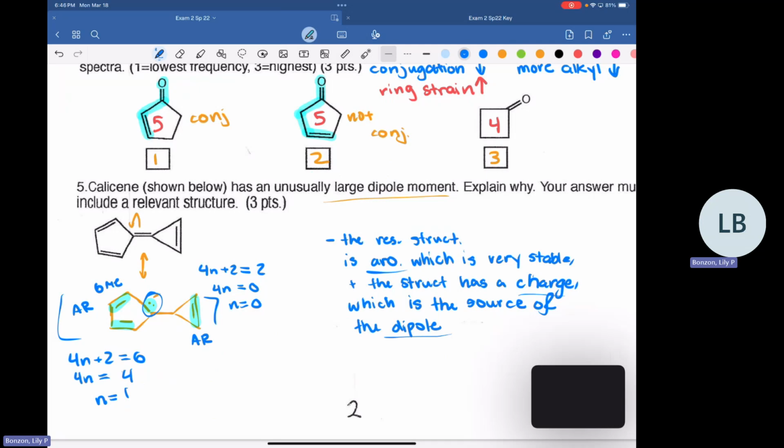If it was just non-aromatic and it had a charge, it would just be like a regular resonance structure. But since this one is aromatic, it kind of keeps it in that charged state longer. So it's kind of more charged than a normal structure would be, if that makes sense. It's kind of a weird way of thinking about it, but yeah.